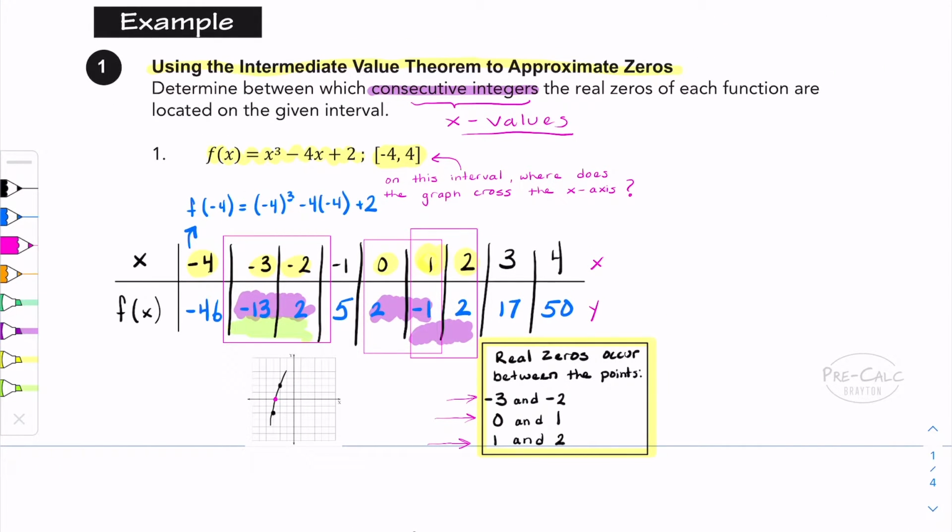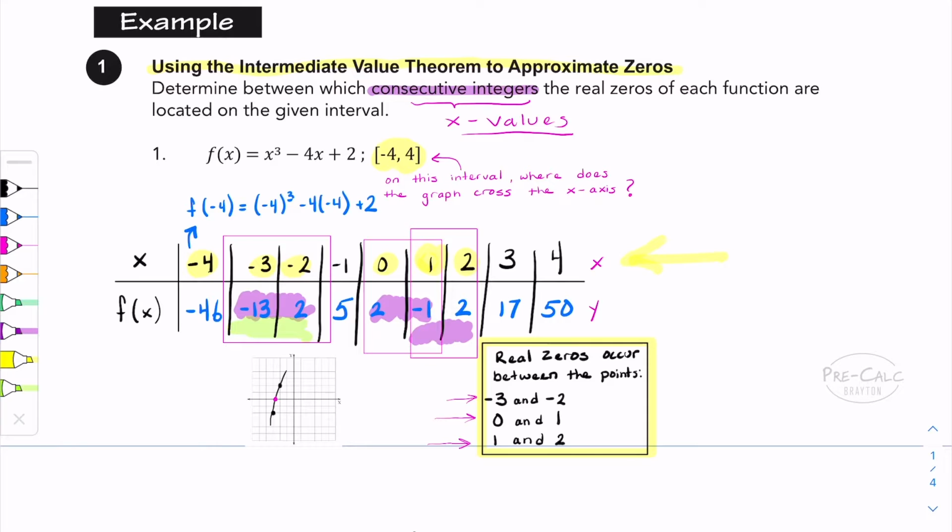Okay, quick recap. When using the intermediate value theorem, you're going to be given an interval. The interval is listed somewhere next to the function, like this one. Test every integer value in that interval. That would be our x values. Substitute them into the function, solve for y.